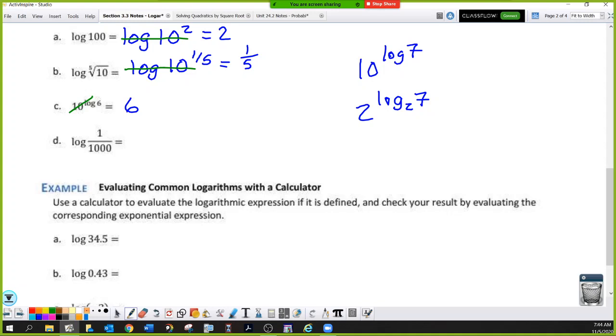I promise you. Now let's see, the last one. Is 1 over 1,000 a power of 10? Yeah. You see, 1,000 is 10 to the third, so 1 over 1,000 would be 10 to the negative third. So we have a value of, nope, I don't want to use red. I'm going to use green today. Have a value of negative 3. There you go.